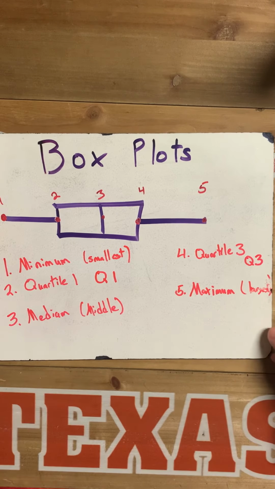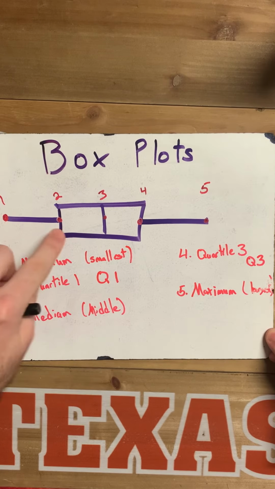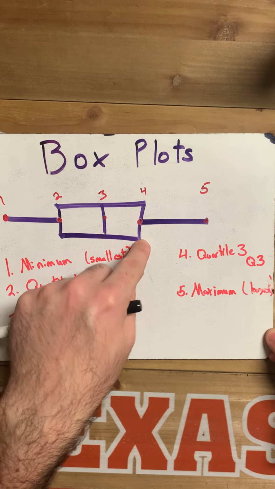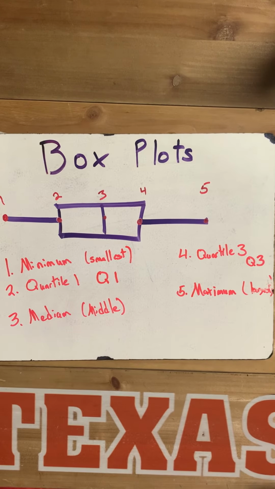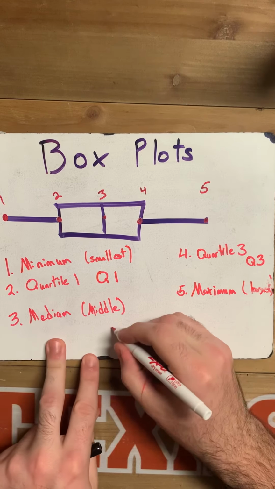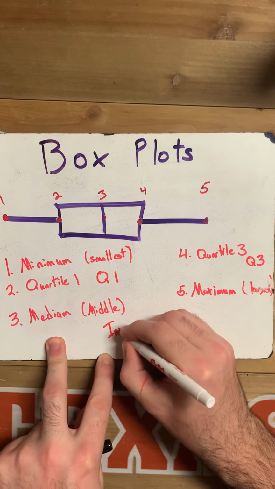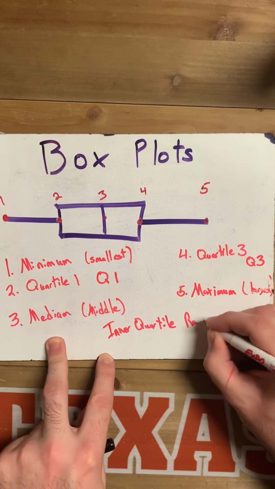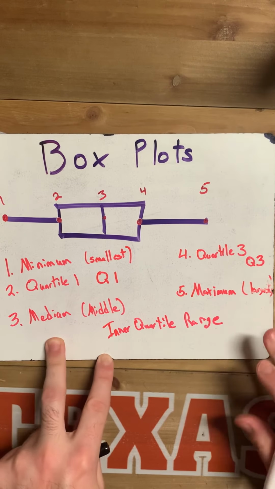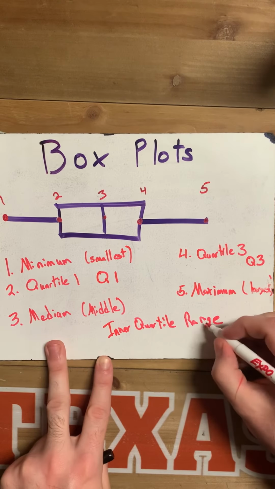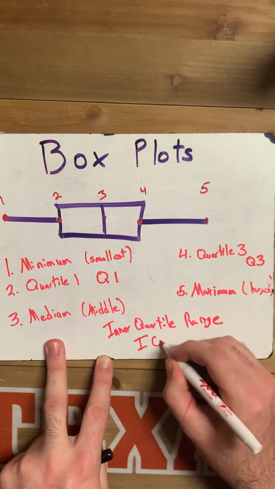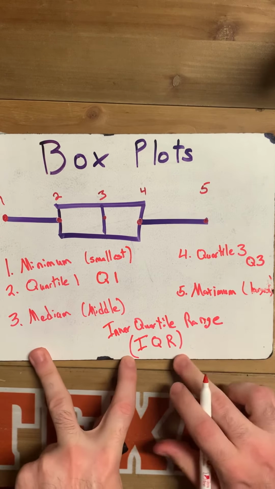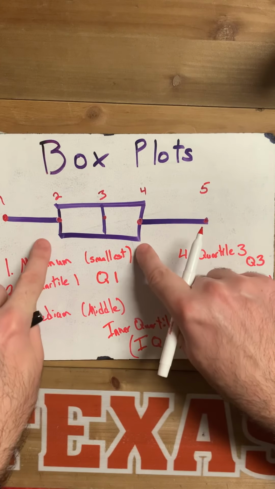Okay, so we have our minimum, quartile 1 or Q1, median, Q3, and then our maximum. And the last term I'm going to introduce to you today is your inner quartile range. Inner quartile range, which is also known as your IQR. And basically the inner quartile range is just the size of the box.